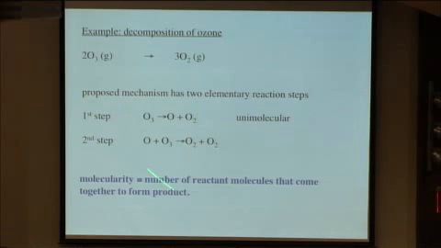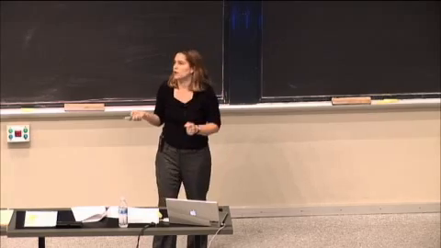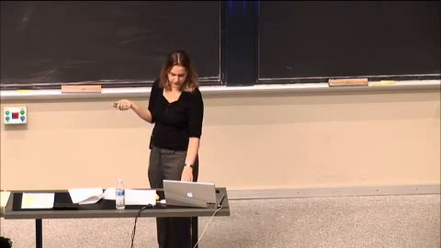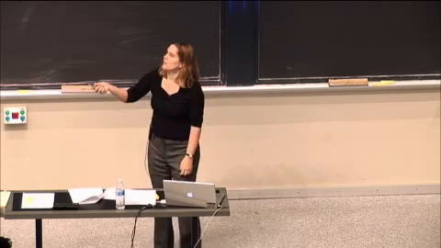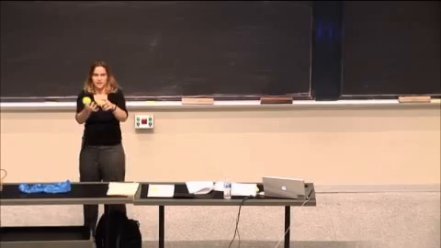What do you think it's called if you have two things forming a product? Bimolecular. These are good little 1 or 2 point questions on a test. They're not very, very hard. They should be pretty easy to think about. So we have unimolecular. Examples would be some kind of decomposition or radioactive decay. Bimolecular, two reactants coming together to form products. And termolecular is three reactants coming together to form a product.